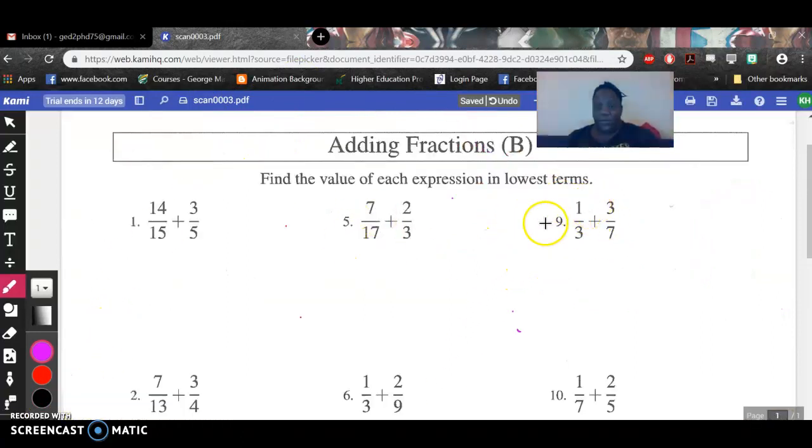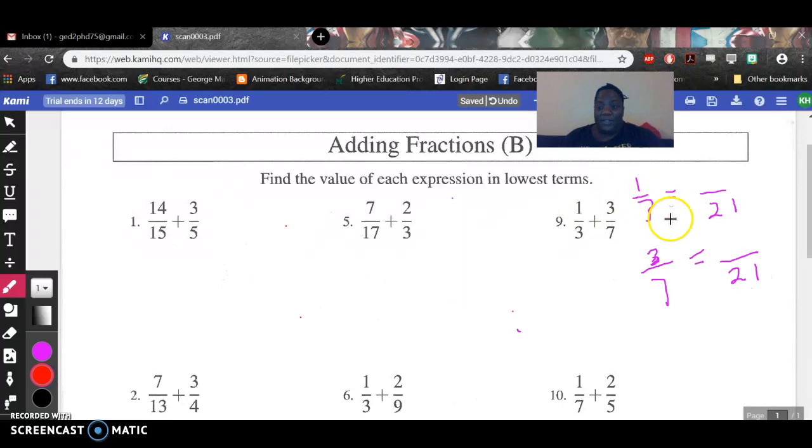Okay, I'm going to go straight across to number 9 over here. Remember, I like to set it up vertically. 1/3 plus 3/7. And remember, you're going to convert to like fractions here. You can ask yourself, will 3 fit into 7 evenly? Your answer is no. So what you could do is just multiply the two bottom numbers, 7 times 3. And that'll give us 21.